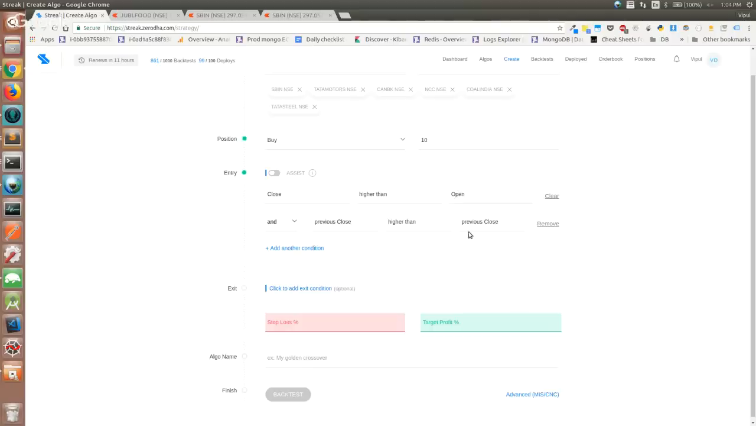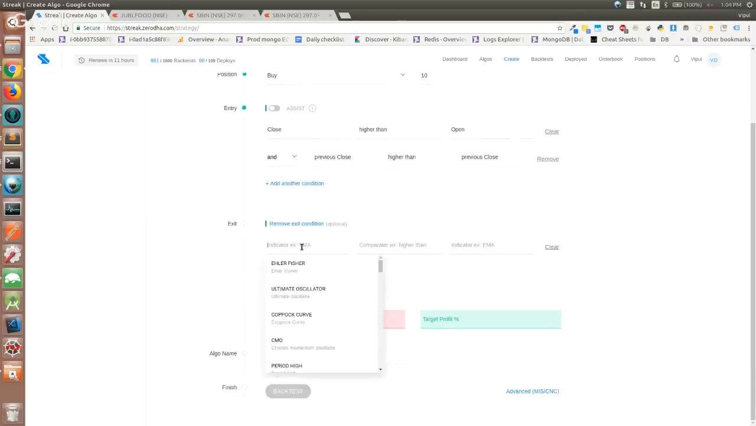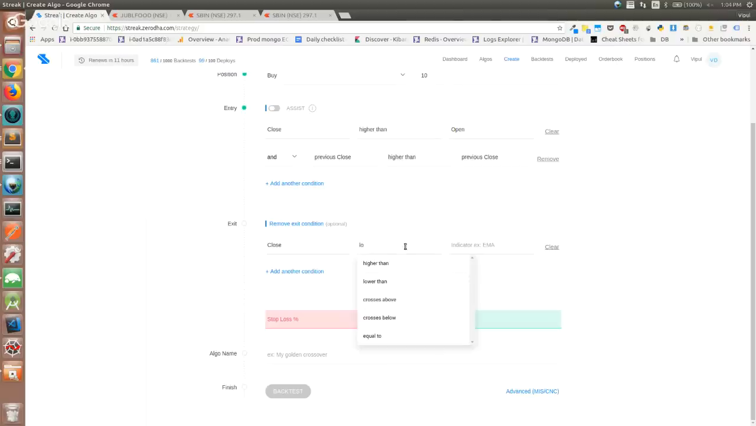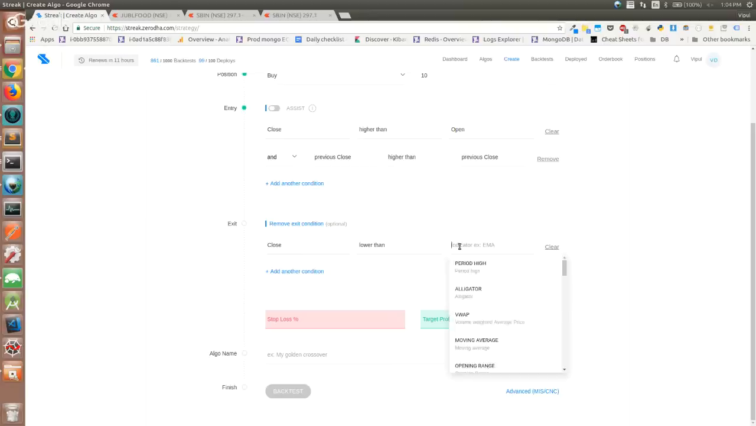The one previous to that is green. To say that, you just have to say previous close higher than previous open. Close higher than open, because the close price should be higher than the open for a green Renko to exist. Now, as discussed, the exit is close lower than open. You can also use crosses below, but I'll explain why cross below is a bit dangerous with Renko in the pitfall section.